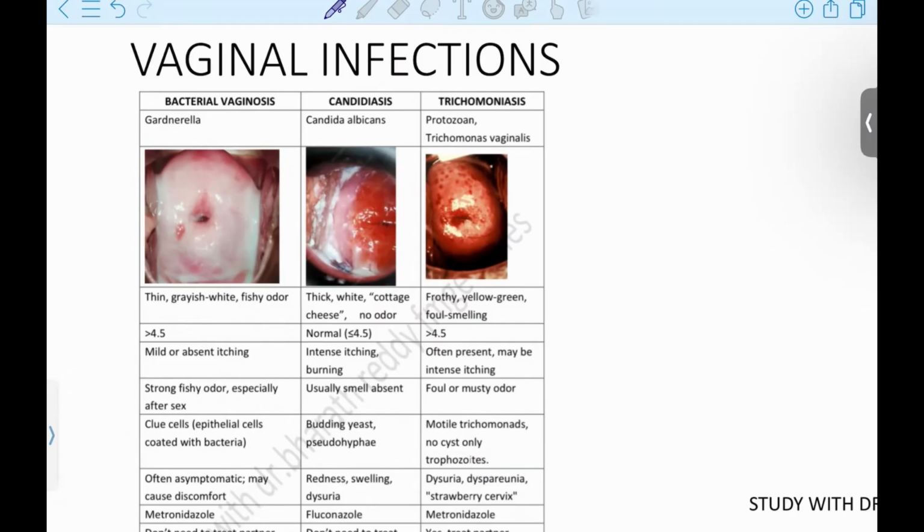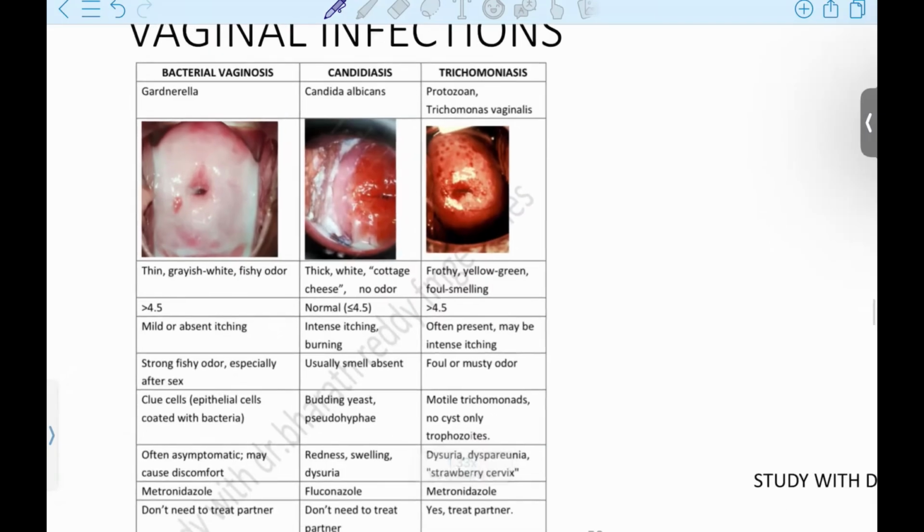So let's see. First, the vaginal infections. Bacterial vaginosis is caused by the Gardnerella vaginalis bacteria. So this is a bacterial infection caused by Gardnerella. Next one is trichomoniasis. This is a type of STD, guys. What is the causative agent? Trichomonas vaginalis. And candidiasis is caused by the Candida fungus.